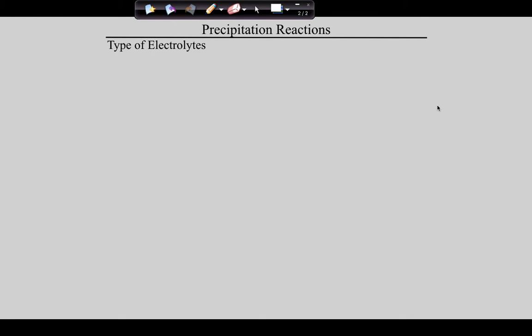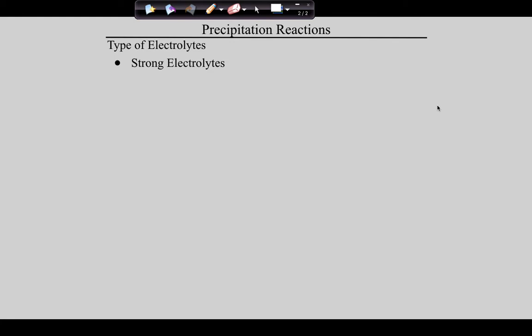Yes, if it dissolves. But now we need to dig a little bit deeper into the answer, because it turns out, guys, not all electrolytes are the same. Some things are really good electrolytes, and other things don't break apart as well. And this is the next thing we need to talk about, because what we're talking about are types of electrolytes. It turns out there are what are called strong electrolytes and weak electrolytes.